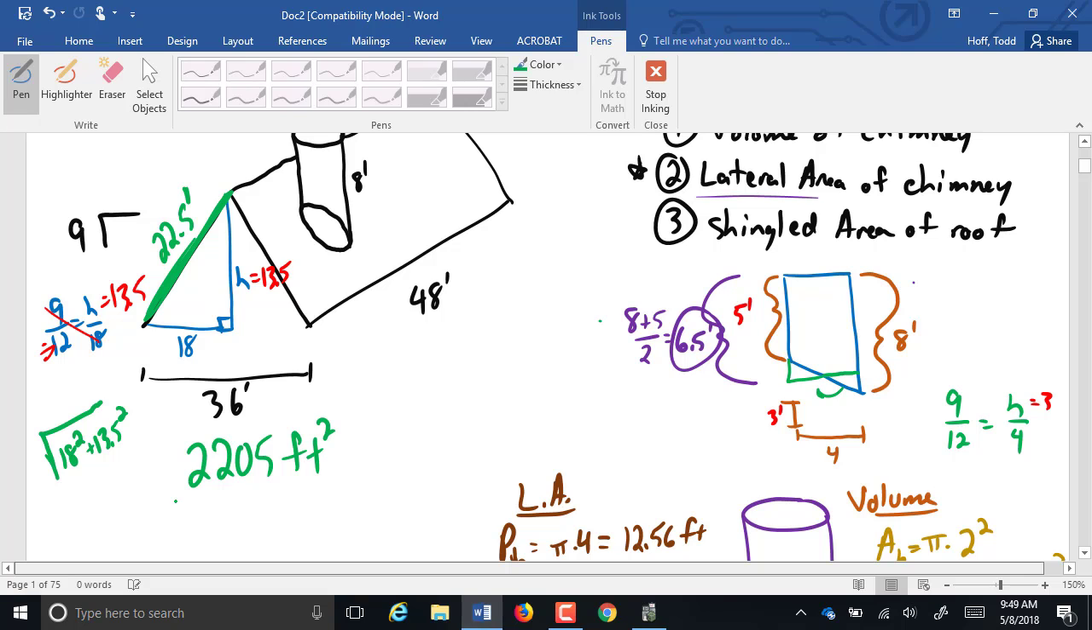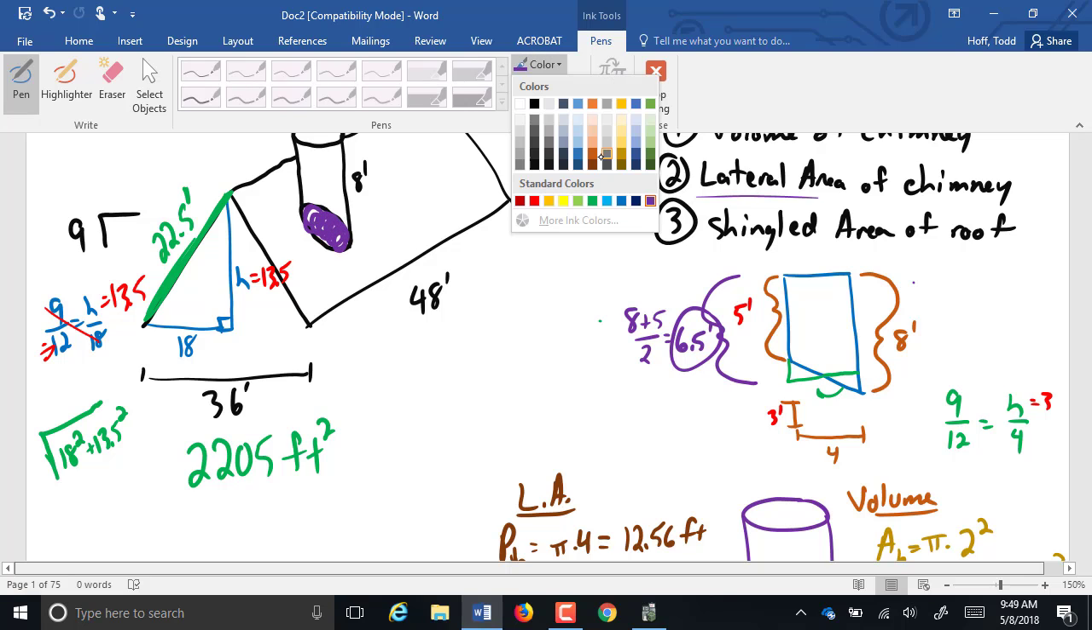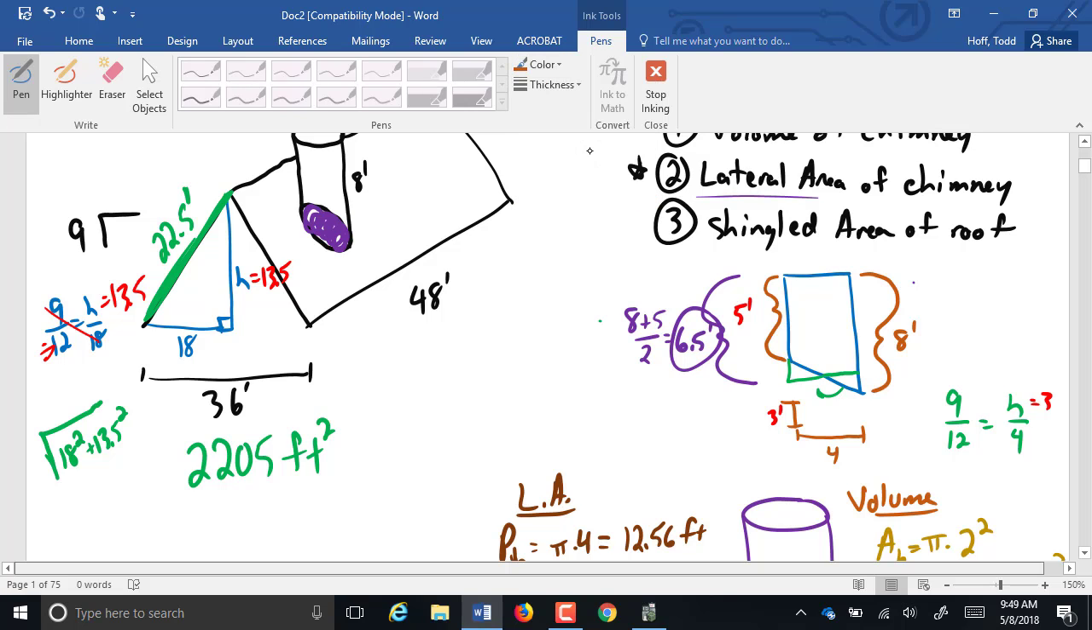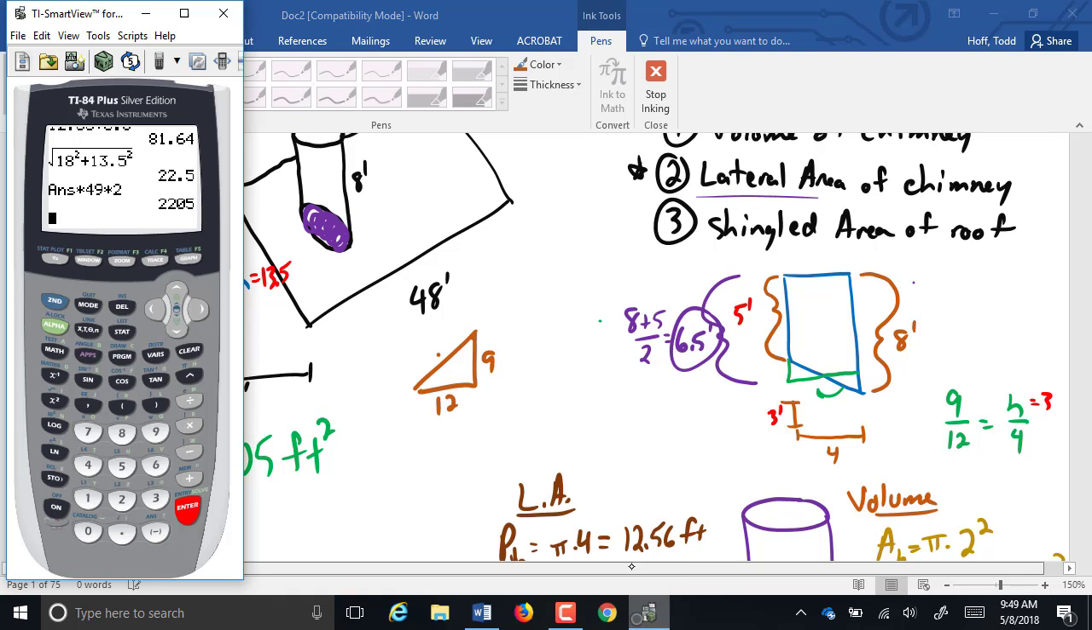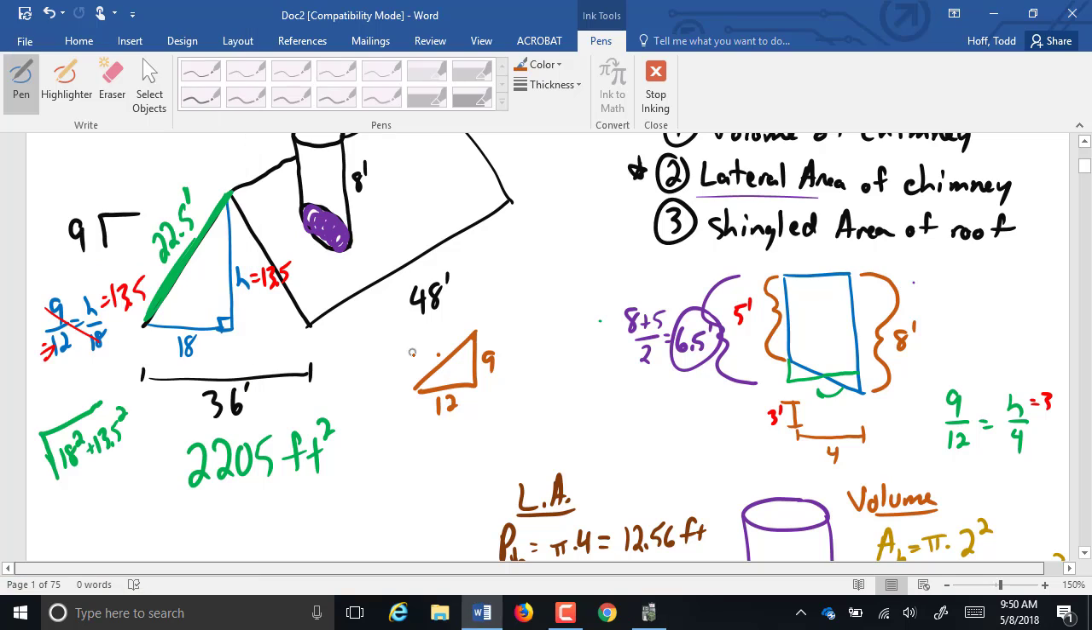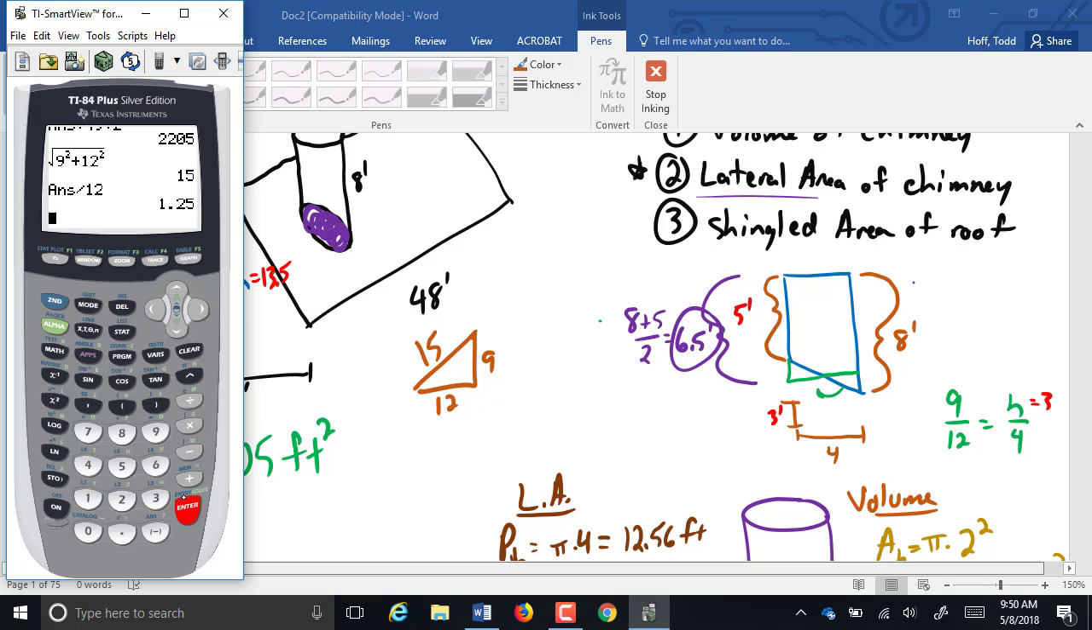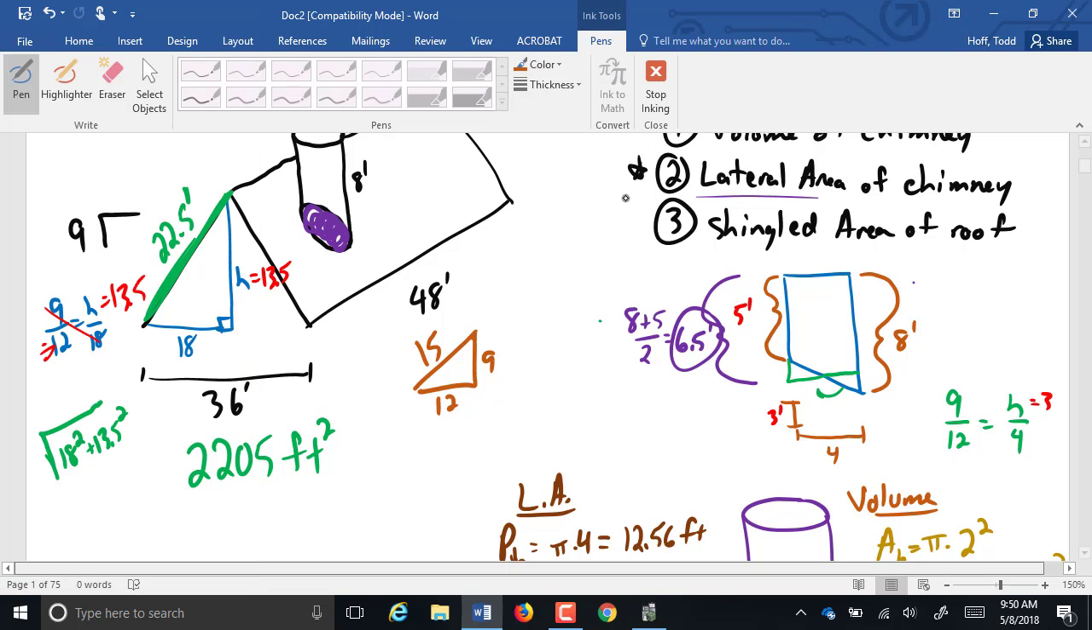What do we need to still compensate for, though? The hole created by that chimney. To find the area of that hole that takes out of the shingles, we're going to use that slope correction factor we talked about on Friday. This is a 9-12 slope. So that would make this the square root of 9 squared plus 12 squared, which should be 16. Sorry, 15. 15 divided by 12 is 1.25 as our slope correction factor.